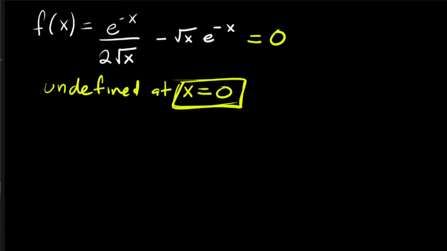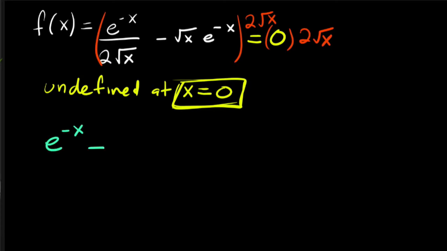Now, if I'm trying to find the zeros, first things first, let's get rid of the fraction altogether by multiplying by the LCD, which is 2 root x. And that's going to give me e to the negative x minus, if I multiply 2 root x times negative root x, I'm going to get 2x, and then e to the negative x, and equals 0.